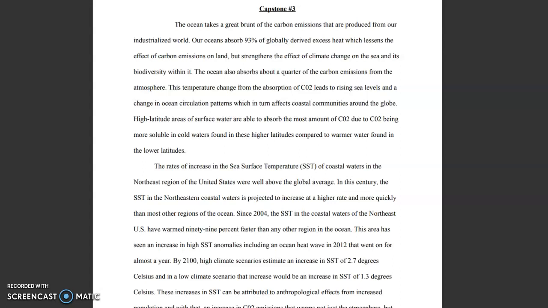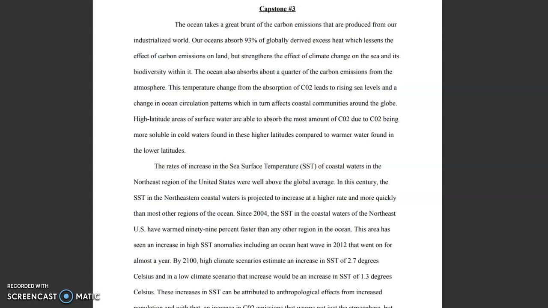The rates of increase in the sea surface temperature of coastal waters in the northeast region of the United States were well above the global average. In this century, the sea surface temperature in the northeastern coastal waters is projected to increase at a higher rate and more quickly than most other regions of the ocean.